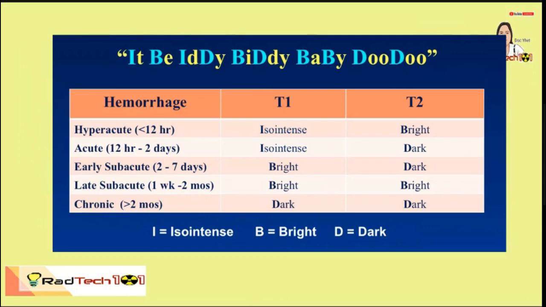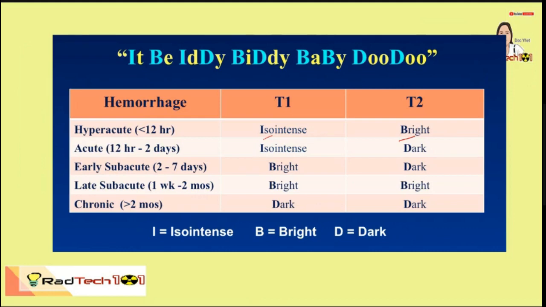So I would just like to add this one. So this is the appearance of hemorrhage in MRI. So the appearance of hemorrhage in MRI depends on the timing. So if it is hyperacute hemorrhage, this means that it occurred less than 12 hours. So in T1 weighted image sa MRI, it is isointense. In T2, it is hyper or bright. Okay, so let's use the term bright here para mas madaling matandaan.